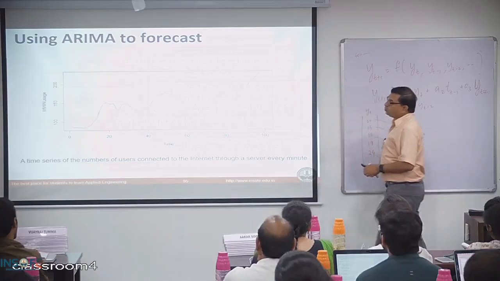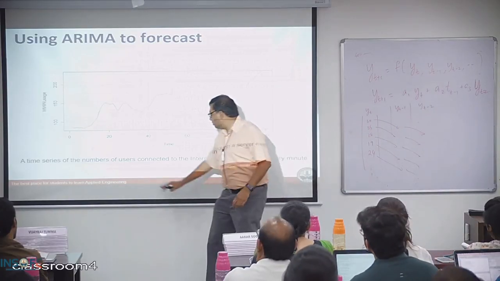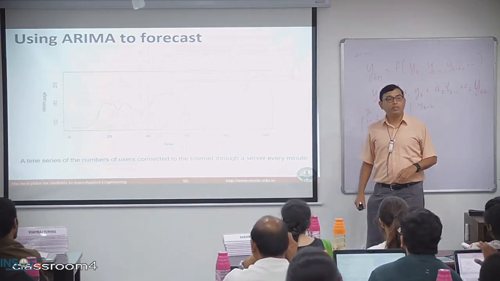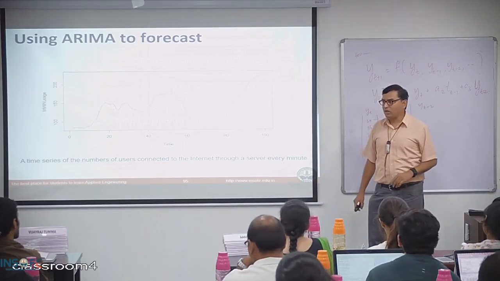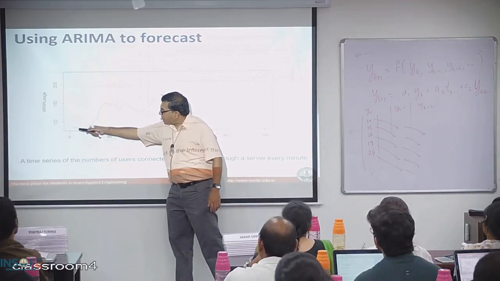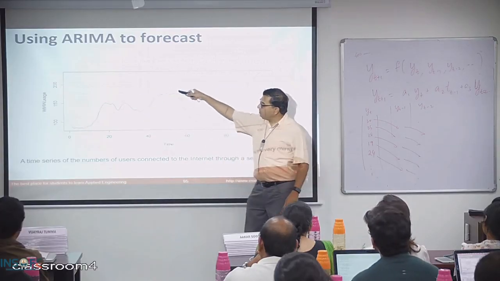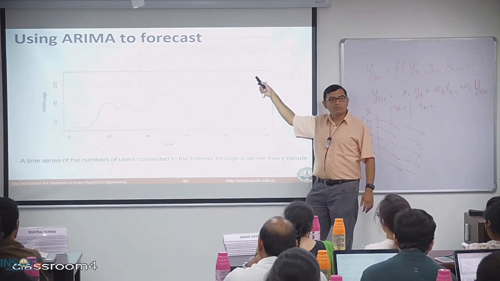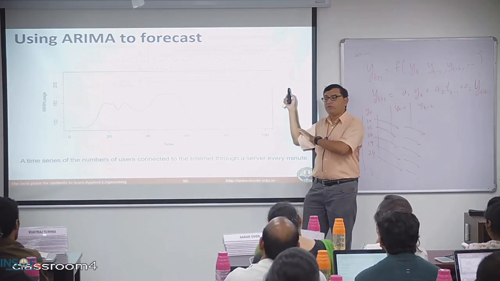Okay. So here is the time series data of the number of users connected to the internet through a server every minute. This data is one of the data sets that come standard with R. So you see this kind of pattern. It starts out at 100 users, increases to some level, then drops, then increases, and perhaps is going through another drop. You want to make a forecast of what is going to happen in the future.